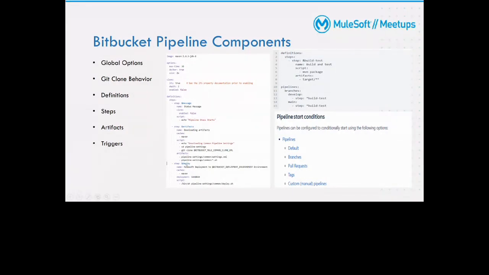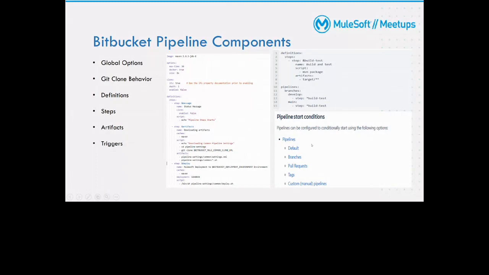Then we have triggers. Triggers is basically how you want to trigger your pipeline. So you are merging your code, but at what point of time do you want your pipeline to run. There are certain triggers which Bitbucket provides you.